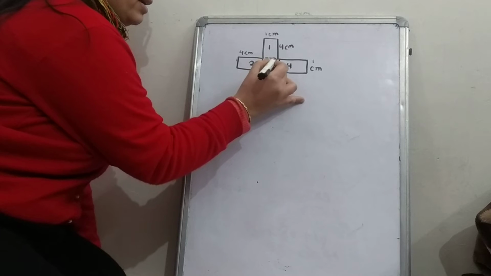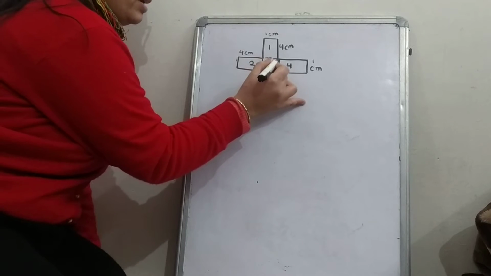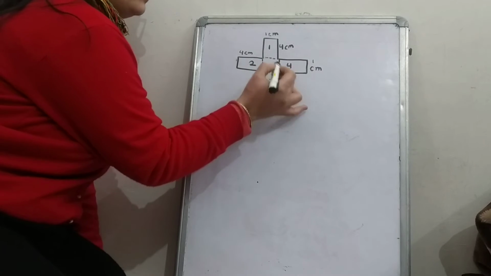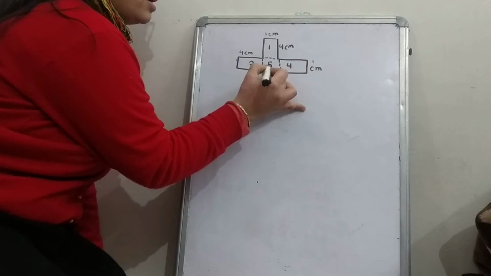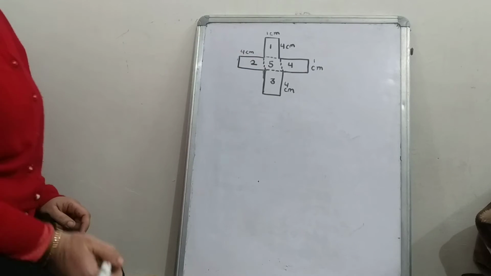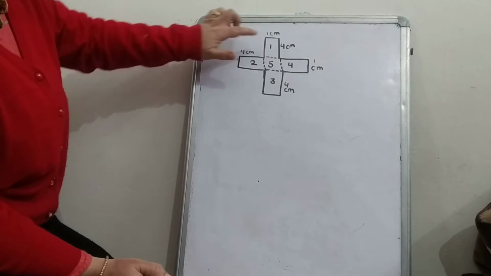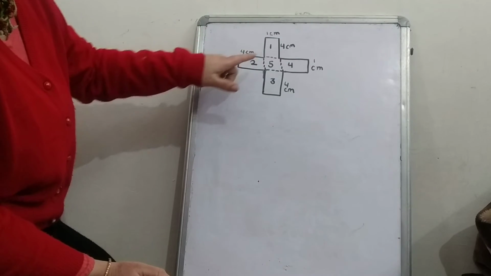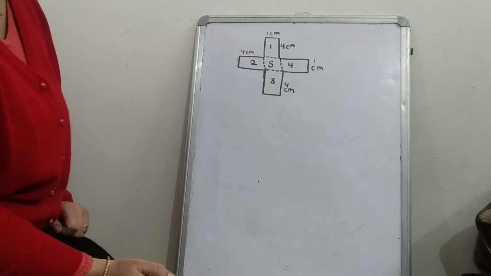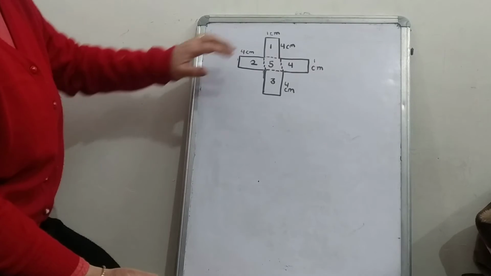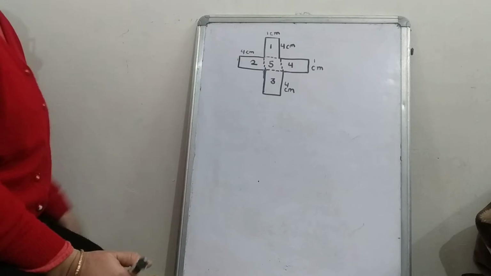And inside, this part is remaining. In this you can see all four sides are equal. So the inner part is a square, number 5 is the square, and we have to find the area of the first, 2, 3, 4 rectangles and the 5th square. And then we will add all the areas to find the area of this complete figure. Now let's start.